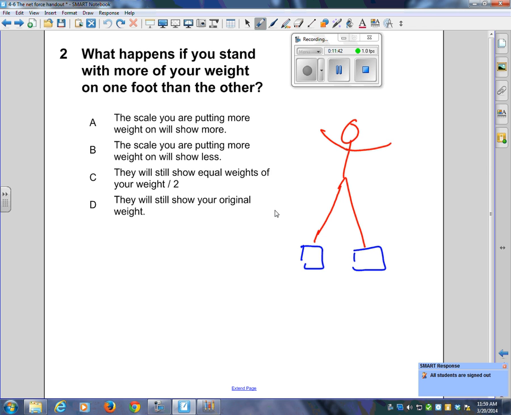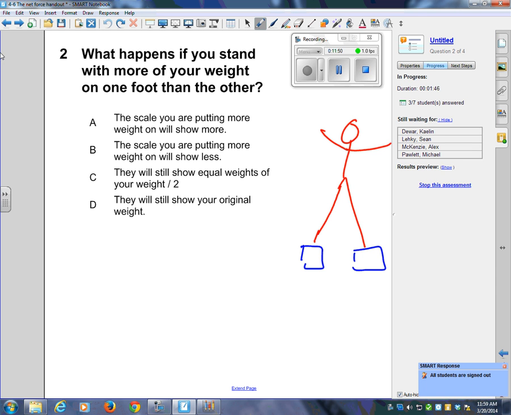The scale you're putting more weight on will show more. The scale you're putting more weight on will show less. They will still show equal weight, so they will still show your original. Really not trick questions. What do you mean? If you lean more one way.